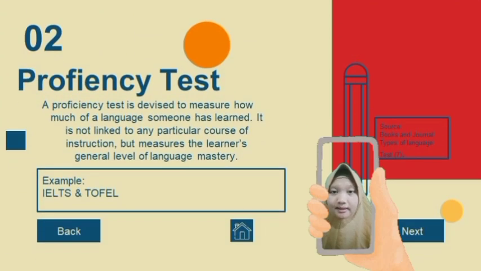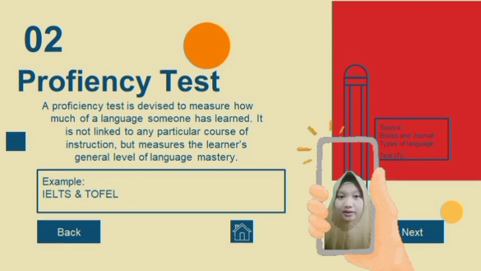Second, proficiency test. A proficiency test is devised to measure how much of a language someone has learned. It is not linked to any particular course of instruction, but measures the learner's general level of language mastery. For example is International English Language Testing System or IELTS and TOEFL or Testing of English as a Foreign Language.